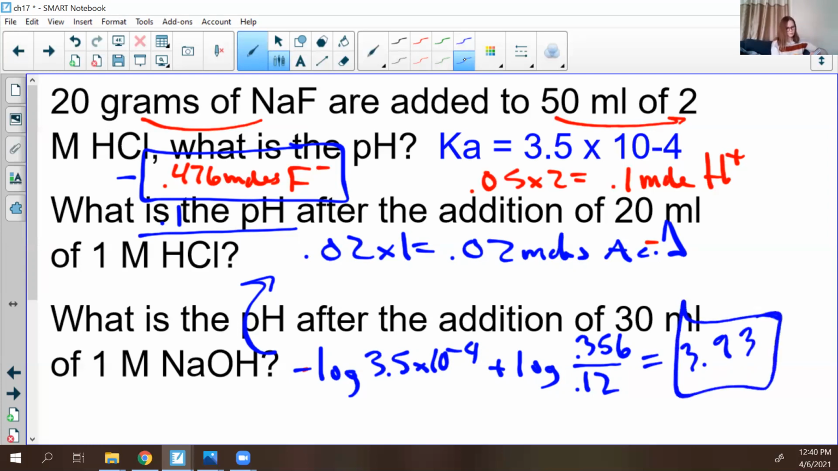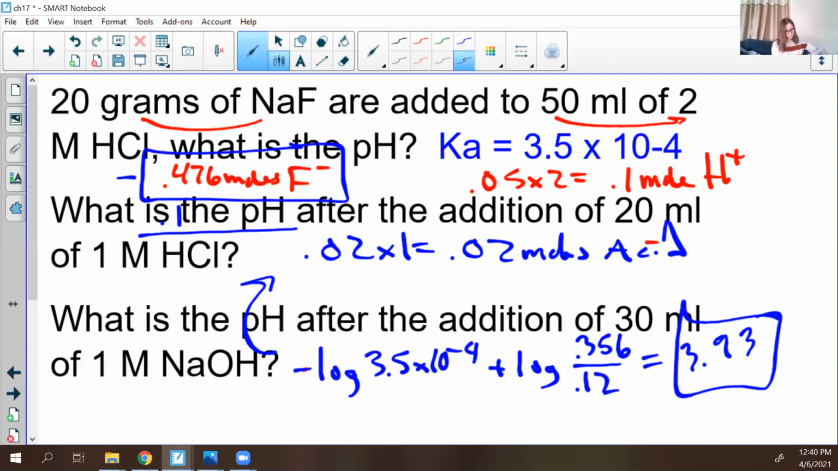Does that fit with our logic? Yeah. We added acid, so the pH went down, but it didn't go down very much, which is perfect because it's a buffered solution. Okay, so far okay? Yeah, Judah?